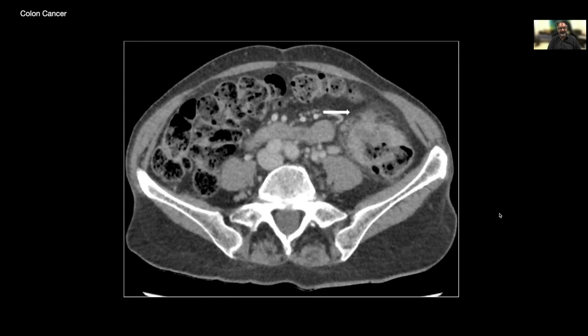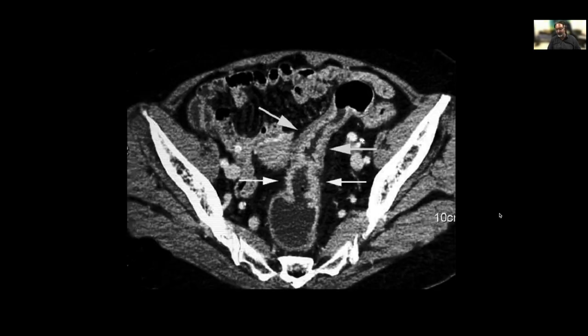Yeah, go ahead. No, it's all right. But while she's gone, you guys can look at this one. Yes, bowel wall thickening, correct. And which part of the bowel is it? Sigmoid or from the rectum. Correct, sigmoid to the rectum, correct.